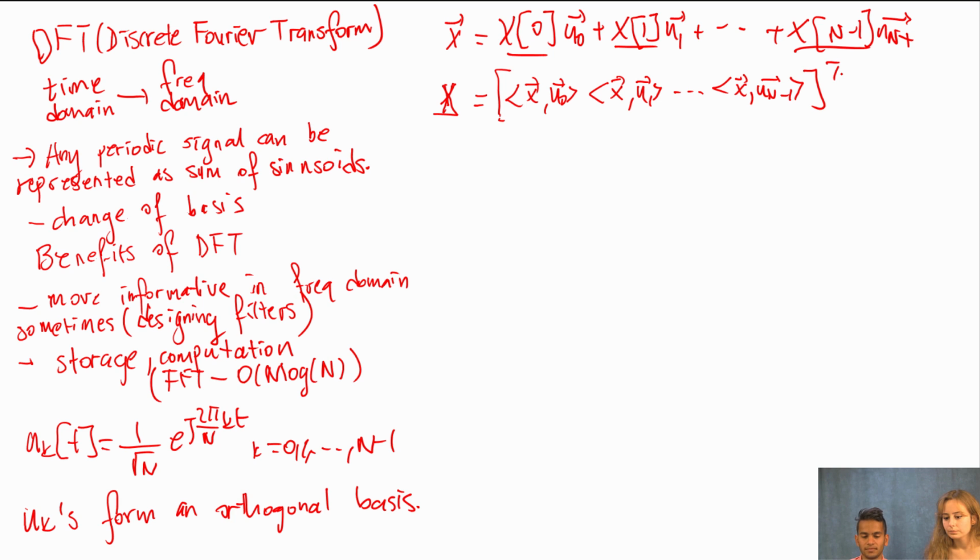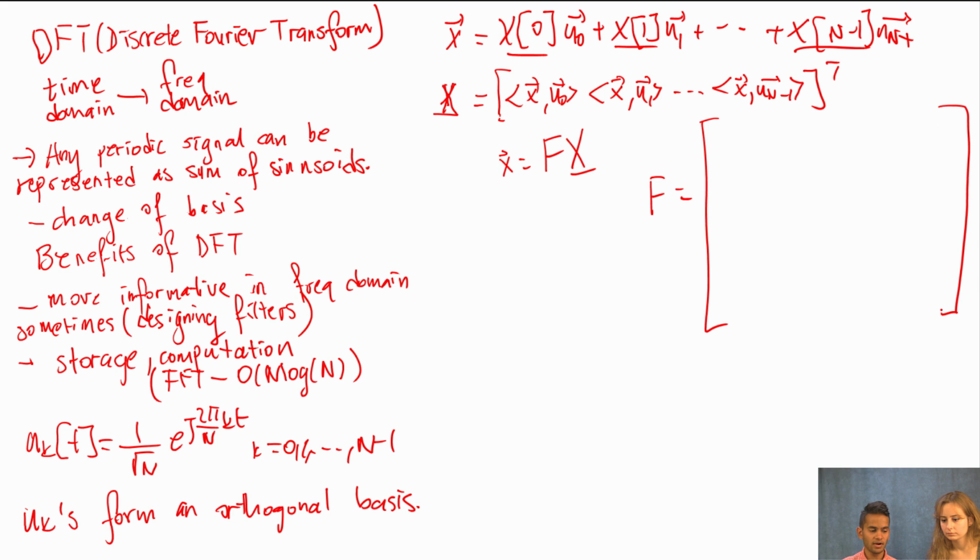All right. If we wanted to make that into a matrix multiplication, a linear transformation, then we'd have to put these into a matrix of some sort. So we'd say x is F big X, where F is our Fourier transformation. If we were to write up this matrix, it would just be composed of all of our u vectors: u0, u1, u2, etc., all the way to u of n minus 1.